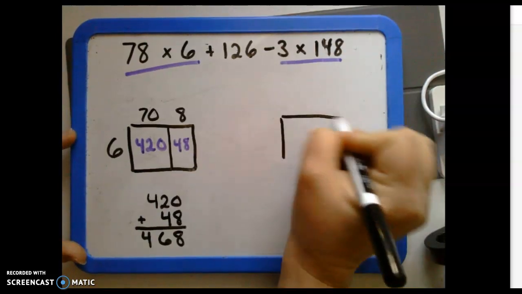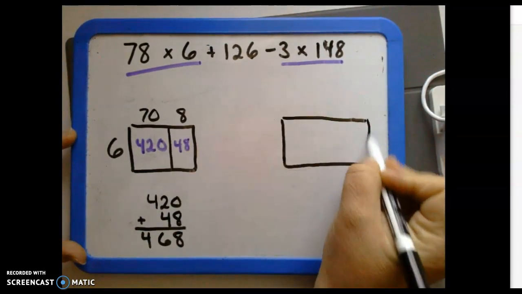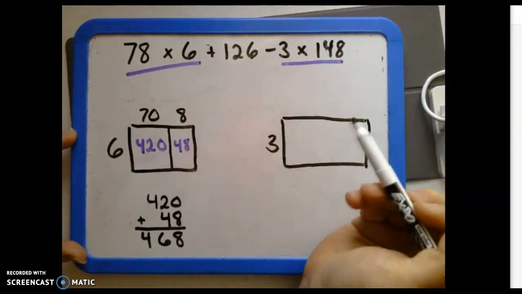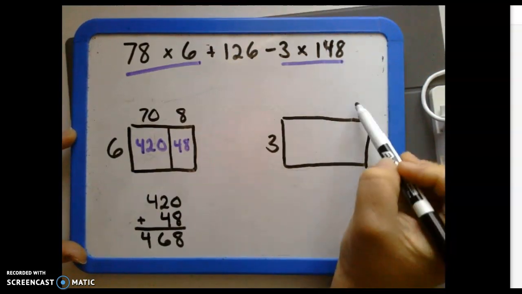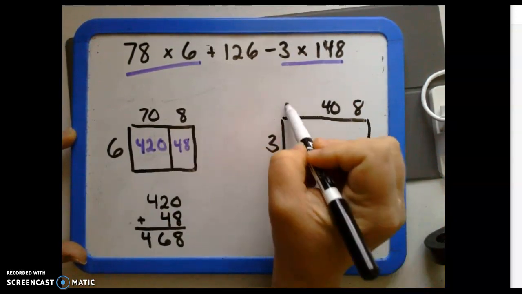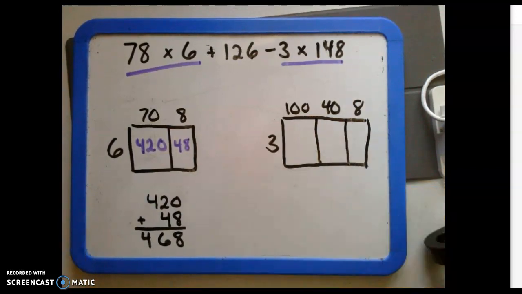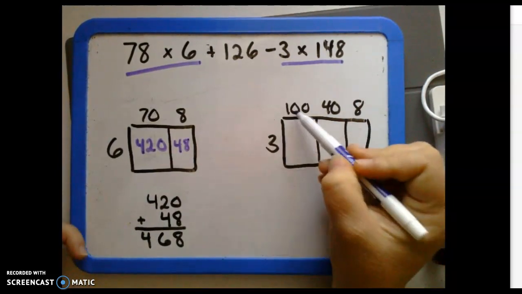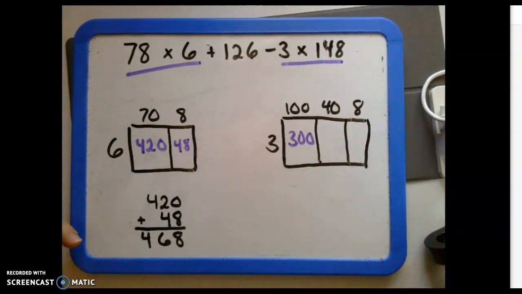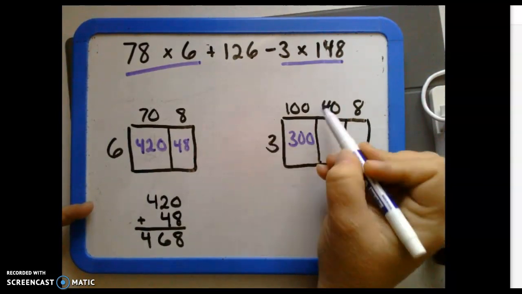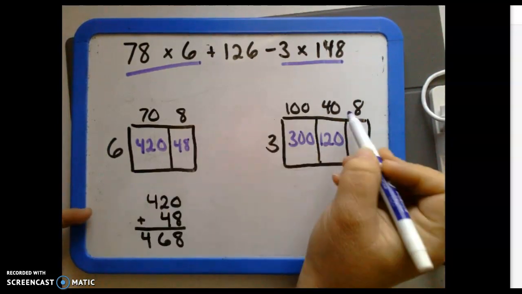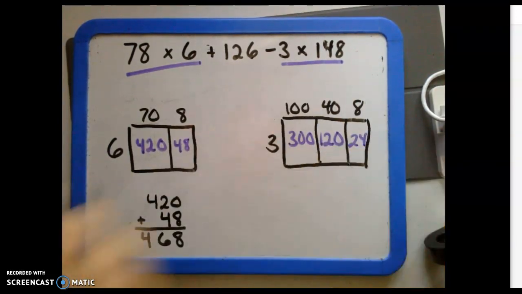Again, I'm going to use my area model method for this one. My 1-digit number is a 3, and then this time I have a 3-digit number. So expanding that, I have 8 ones, 4 tens, and 1 group of 100. Let's do our math. 3 times 100, 3 times 1 is 3, add 2 zeros. 3 times 40, 3 times 4 is 12, add 1 0, and 3 times 8.